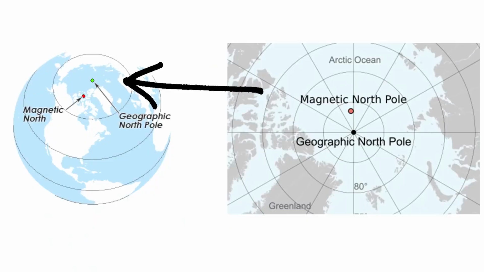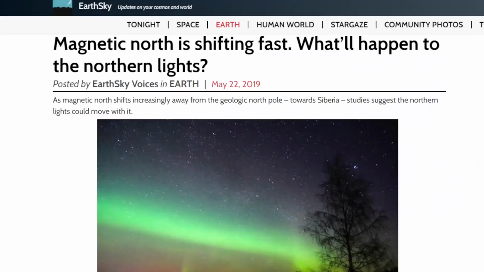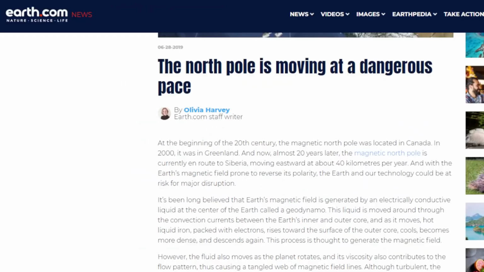They tell us that our magnetic North Pole is separate from what they call true geographic north. Our magnetic North Pole is moving. How can that be? Is that just another one of their lies? No, it is not. It is a half-truth.